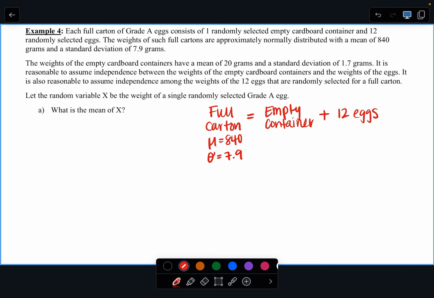The weights of the empty cardboard containers have a mean of 20 and a standard deviation of 1.7. It is reasonable to assume independence, which is important, between the weights of the empty cardboard container and the weights of the eggs. It is also reasonable to assume independence among the weights of the 12 eggs that are randomly selected for a full carton.